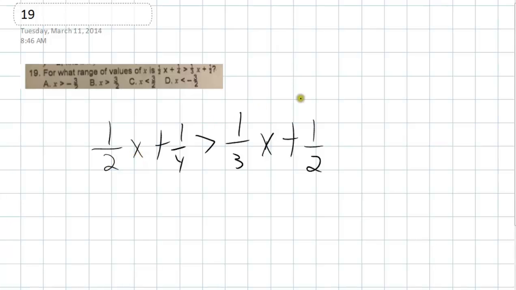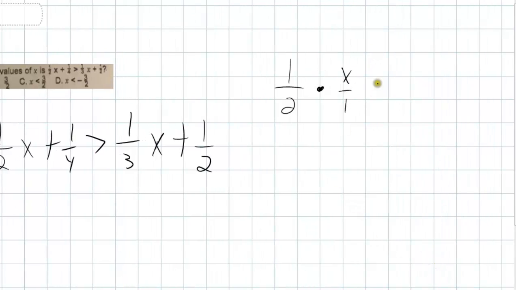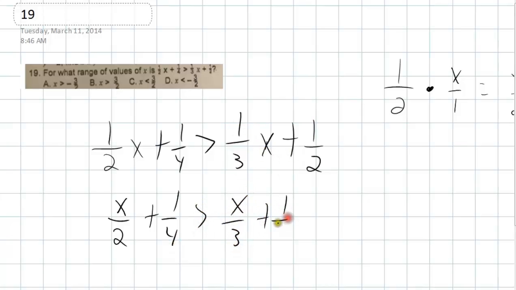1/2 times x. Remember that when I say 1/2 times x, this notation is a little bit confusing, so I'm going to use my little dot symbol to say multiply, times x. Okay, 1/2 times x is the same as saying 1/2 times x over 1, right? So you can put a whole number over 1, it's still the same thing. So now what I get is x over 2. Okay, so that'll make things easier to work with later on. So I'm going to simplify this. This is now going to be x over 2 plus 1/4 is greater than, and I can do the same thing here, x over 3 plus 1/2.